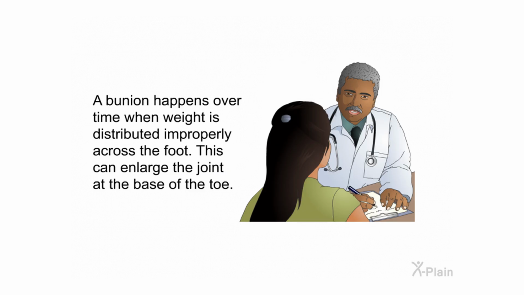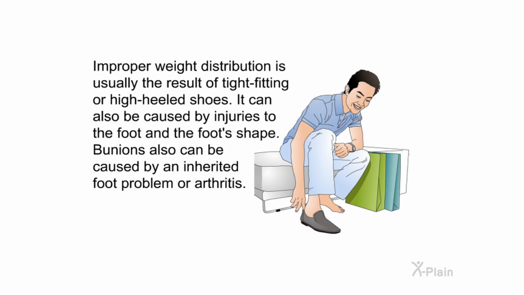A bunion happens over time when weight is distributed improperly across the foot. This can enlarge the joint at the base of the toe. Improper weight distribution is usually the result of tight-fitting or high-heeled shoes. It can also be caused by injuries to the foot and the foot's shape. Bunions also can be caused by an inherited foot problem or arthritis.